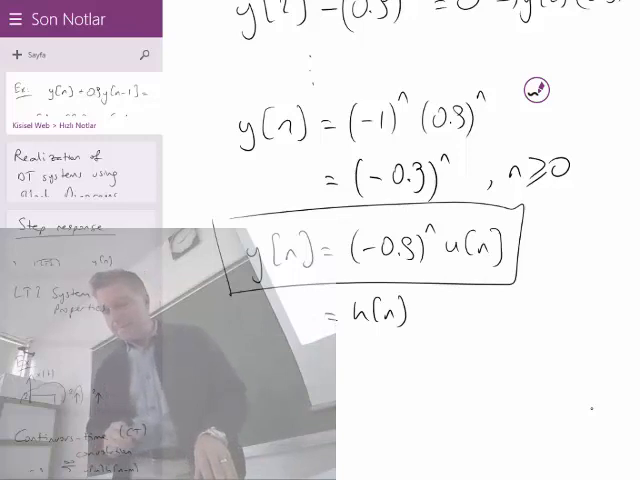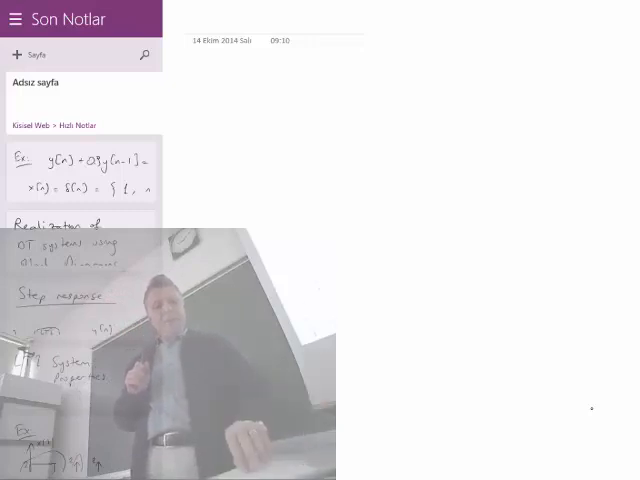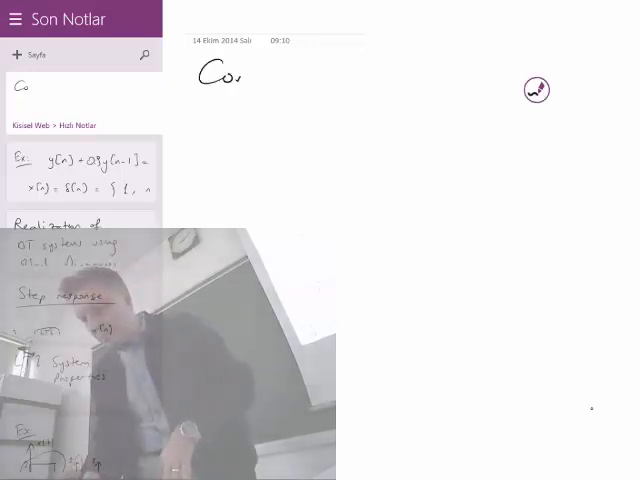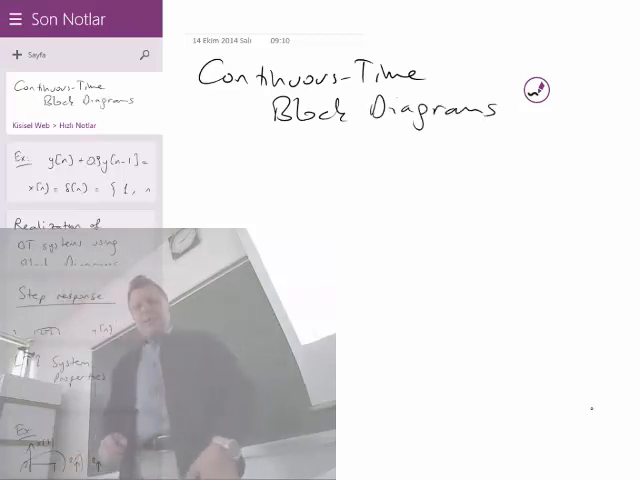Okay? So, now, today, I want to finish this linear and time invariant business by drawing the block diagrams again, but not for the discrete time systems. Now let's proceed with the continuous time block diagrams. What do we mean by that? And unfortunately, this is a little bit more complicated.